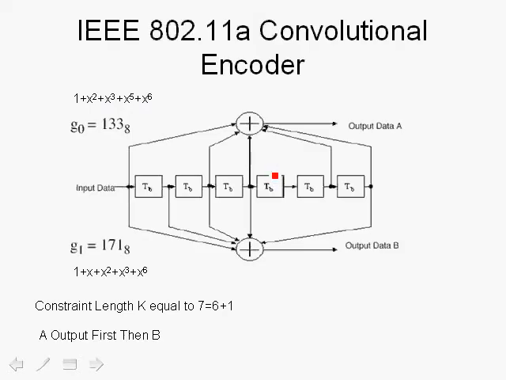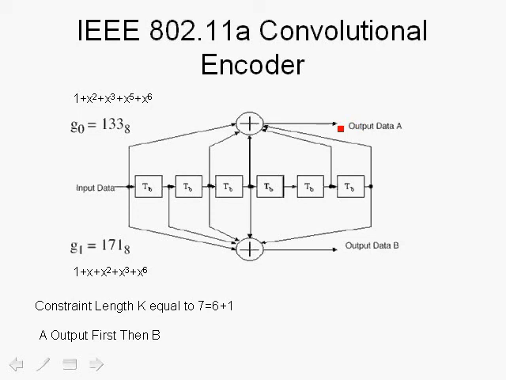Here we show the convolutional encoder used in 802.11a. As you can see, the convolutional encoder has a constraint length equal to 7, and therefore it has 6 bits used for the shift register. We also show the generator polynomial for the top half. The coefficients are shown in octal, and we've also written out the polynomial corresponding to the generator polynomial shown in octal over here. You might want to verify that. Also, for the lower branch, we've expanded the generator polynomial.